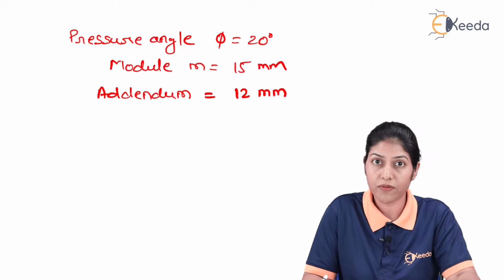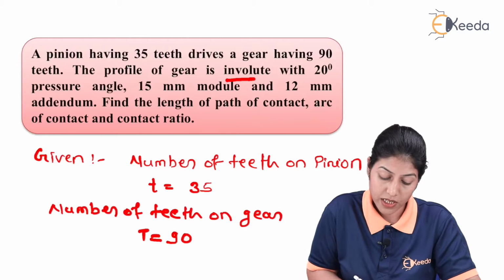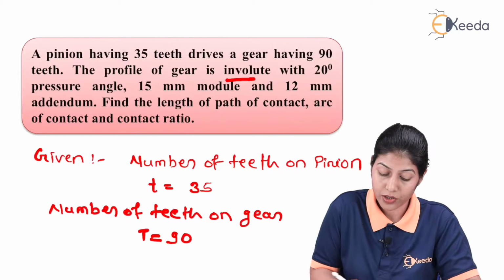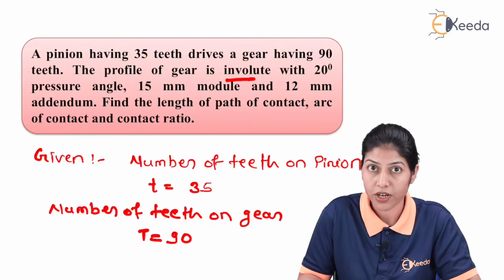So here we have the given values. Now on the basis of given values, we have to define the length of path of contact, arc of contact and contact ratio. So I'll start with the length of path of contact.